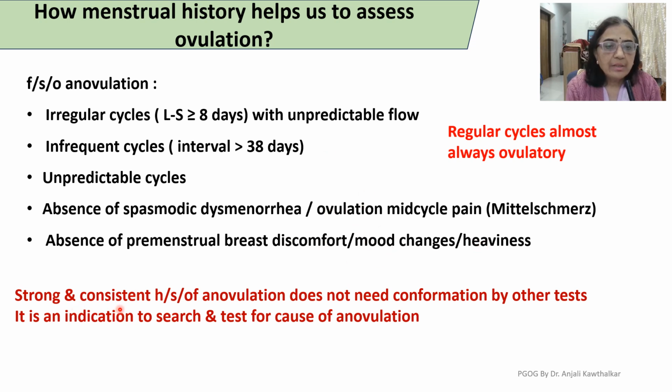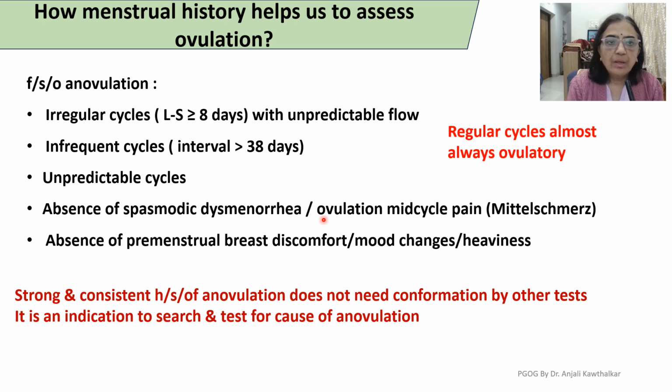Now, a strong and consistent history suggestive of anovulation does not need confirmation by other tests. This is the most important concept I want all of you to remember in practice also. When there is a classic history, consistently the patient is giving such a history, then there is no need to go for any invasive or expensive investigations. Directly, it is an indication to search and test for the cause of anovulation.